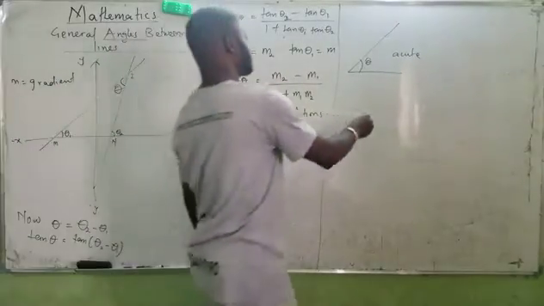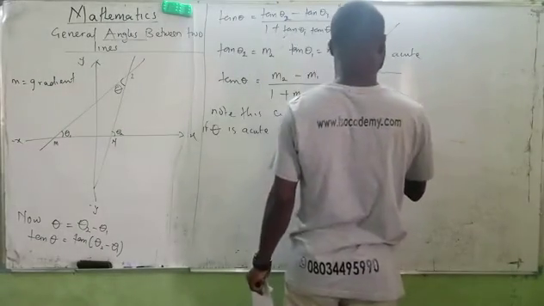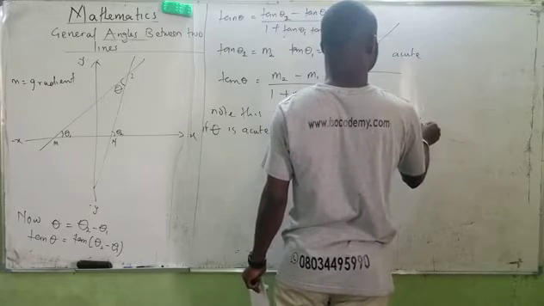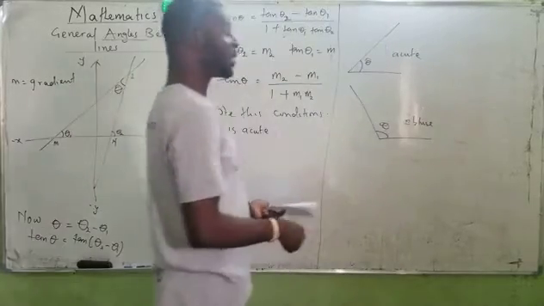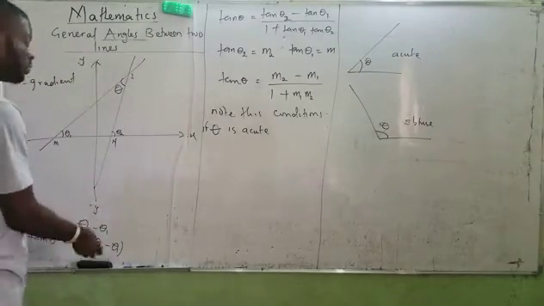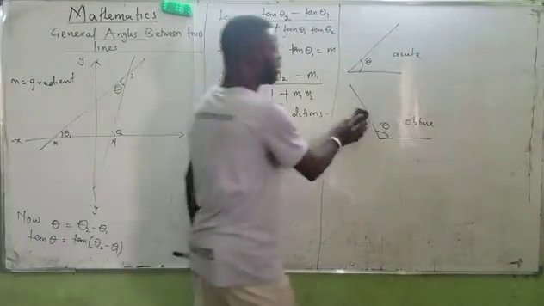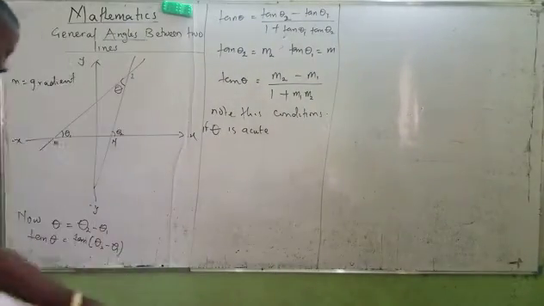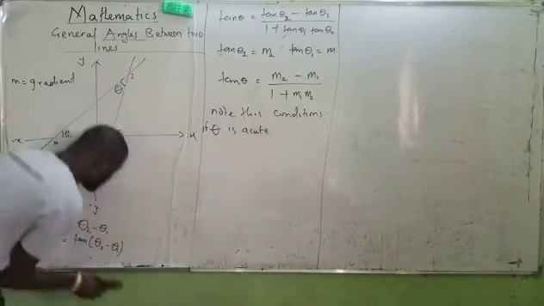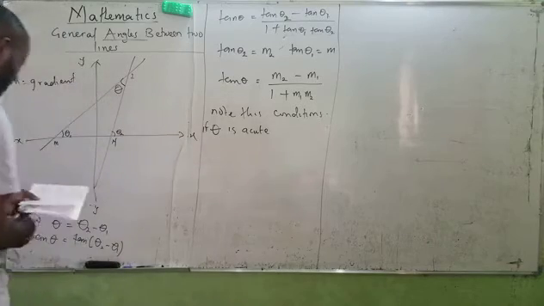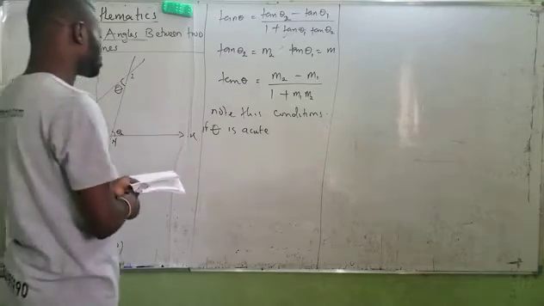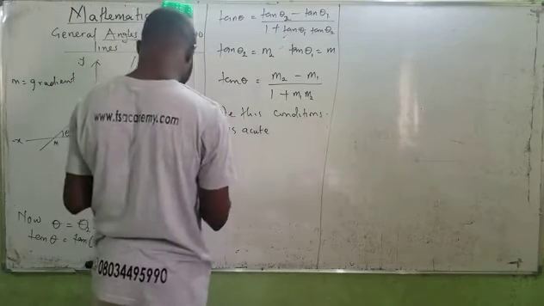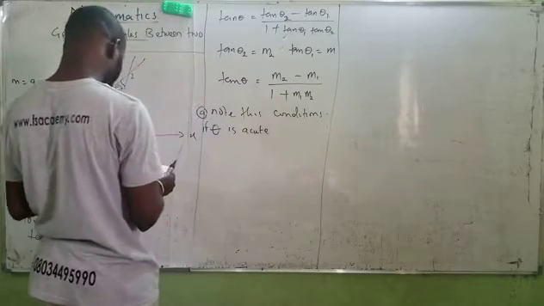Now, take note of this. If it is obtuse, it is always like this. This is an obtuse angle. It means theta is obtuse. And we have reflex angle, which you will know more about later. I just want us to know that for better understanding. Now, if it is acute, that is condition number A.